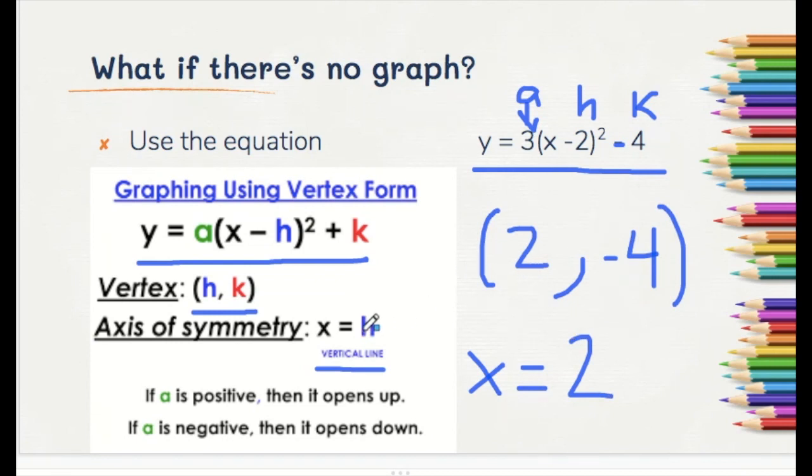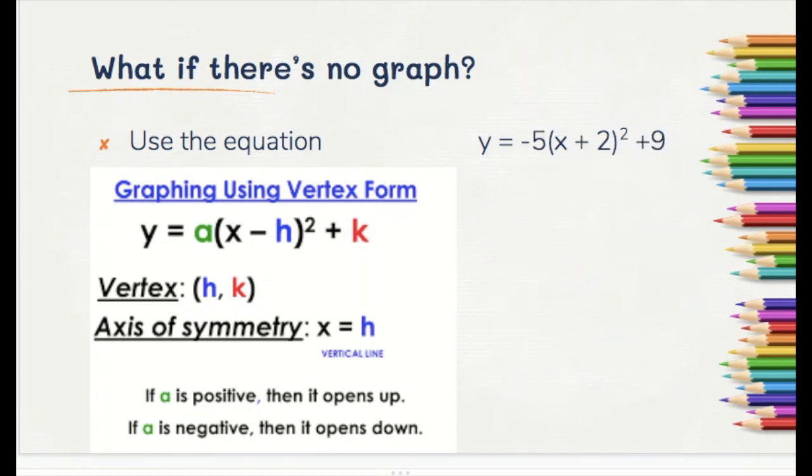Now, how do you find the maximum or minimum? Well, if you look at the a value, it is positive. When the a value is positive, the graph opens upward. That means there is a minimum. And the minimum value, well, we just have to use the vertex y value to find it. And what is our y value? That's k. So y equals -4, or our minimum value is -4.